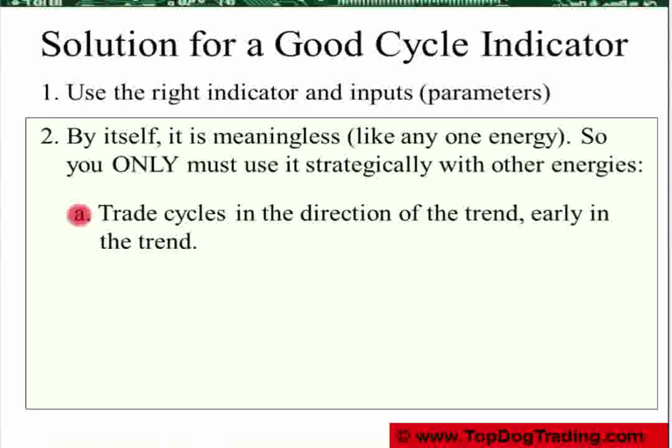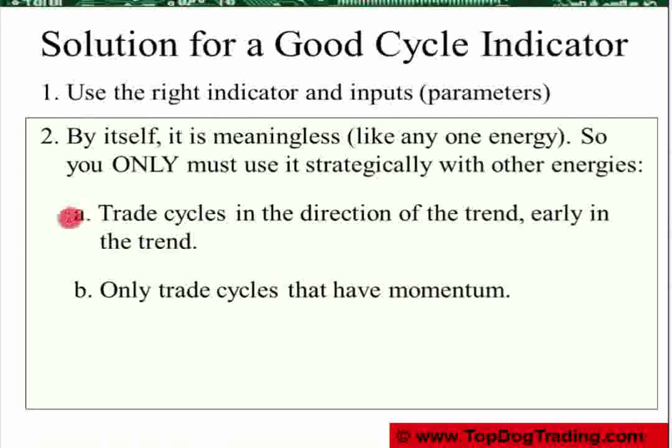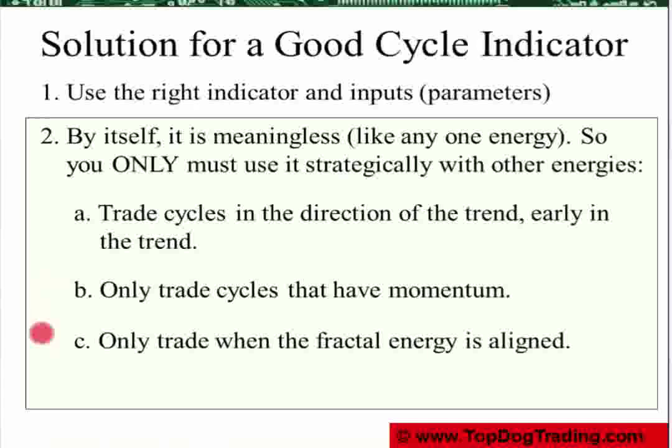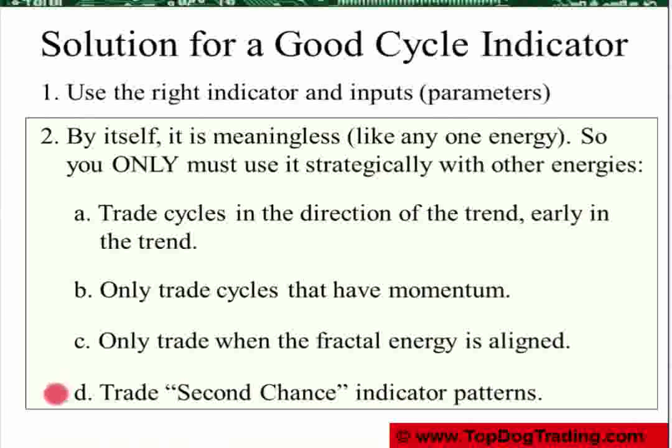We're only going to trade the cycles in the direction of the trend early in the trend. And early in the trend is defined as the first 2 retraces in the trend. We're only going to trade the cycles that have momentum behind them. We're only going to trade the cycles that have the fractal energy aligned. Remember, alignment of all these energies, preponderance of the evidence, uncorrelated energies all agreeing is what creates significance.